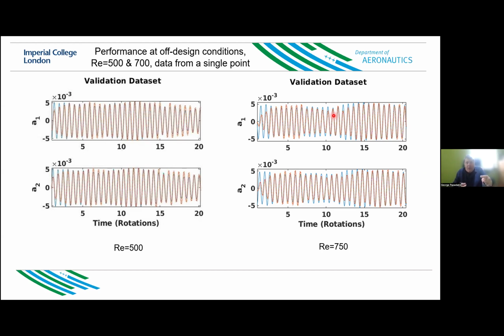But of course, we can do more training. We can train at more points. So then we can cover more accurately a bigger Reynolds number range, and then we can interpolate in between and find the reconstruction at any Reynolds number within the range over which we have trained.